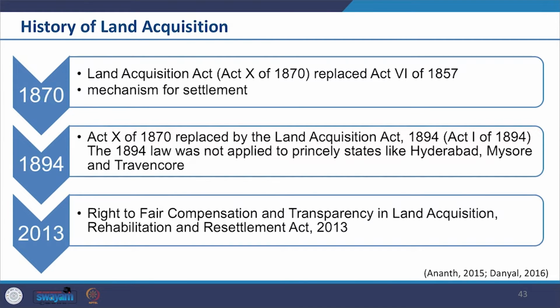The 1857 Act was replaced by the Land Acquisition Act 10 of 1870. We further see that Venkat Anand's review in 2015 indicates that the 1870 law brought a mechanism for settlement for the first time. So in this particular law, we see the mechanism came in. It was eventually replaced by the Land Acquisition Act of 1894. The 1894 law did not apply to princely states like Hyderabad, Mysore, and Travancore, who enacted their own land acquisition legislation.